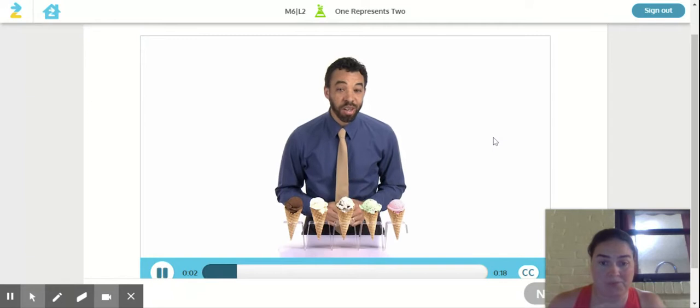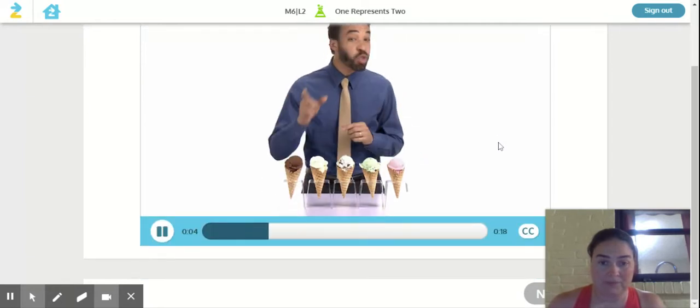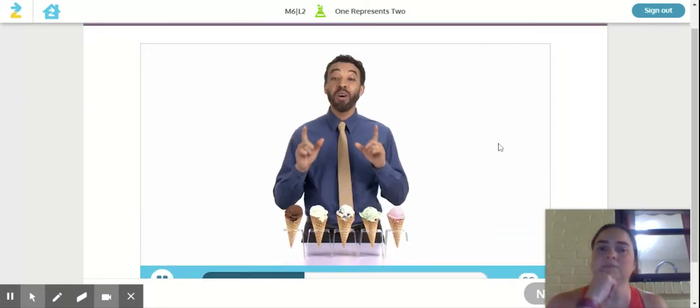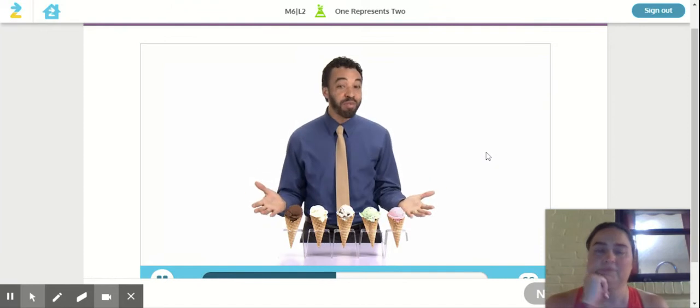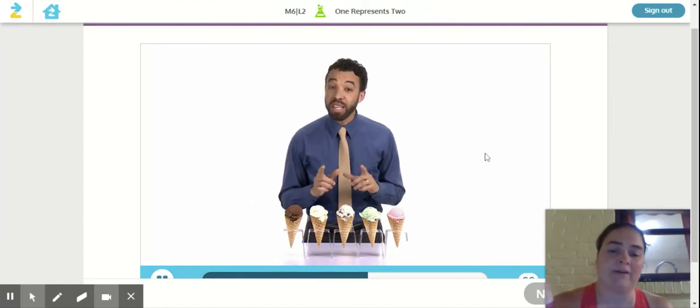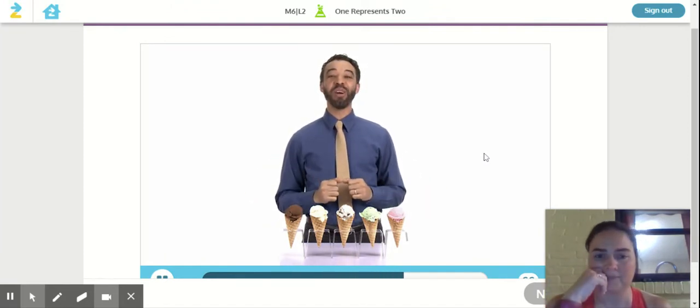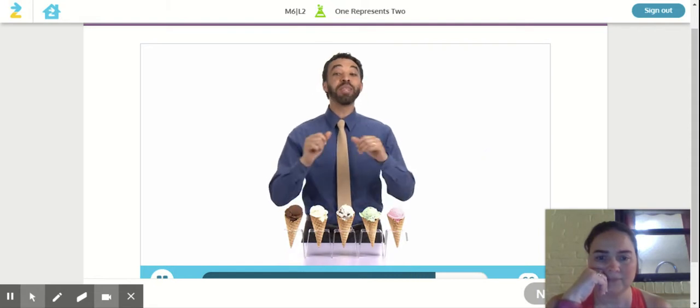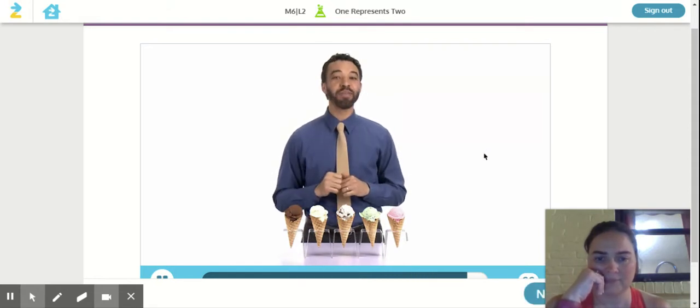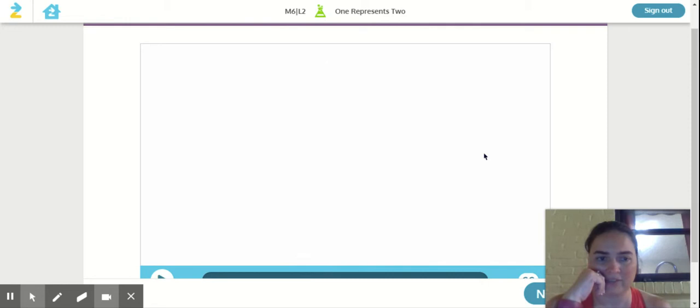What's up, Math All-Stars? Today we surveyed a classroom just like yours to find out everyone's favorite ice cream. So you remember from lesson 1, we were talking about flavors of ice cream for an ice cream party. We tallied the results and put them on a picture graph. Let's check it out.